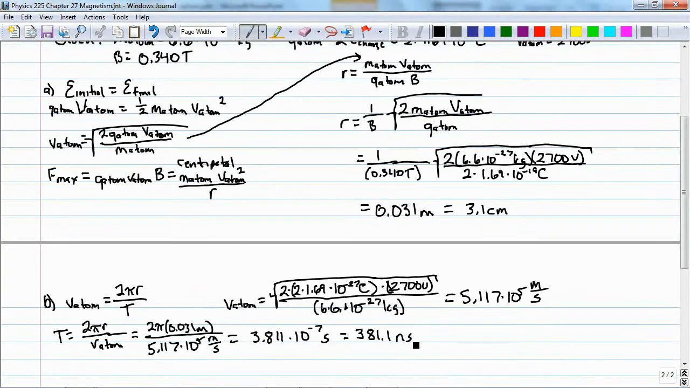So that gives us an idea, when we look at that experiment, just how small that radius is and just how fast those particles are moving to make that circle.